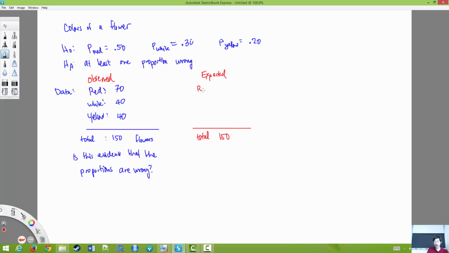So the expected red is going to be 150 times, if this proportion is correct, I would multiply that by 0.5 and I would expect to see 75 red flowers. For white, I would expect to see 150 times 0.3. I would expect to see 45 white flowers. And for yellow, I would expect to see 30 yellow flowers.